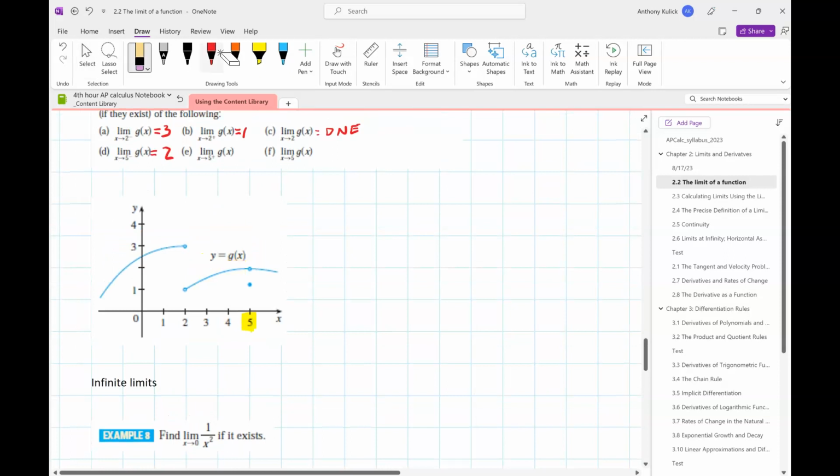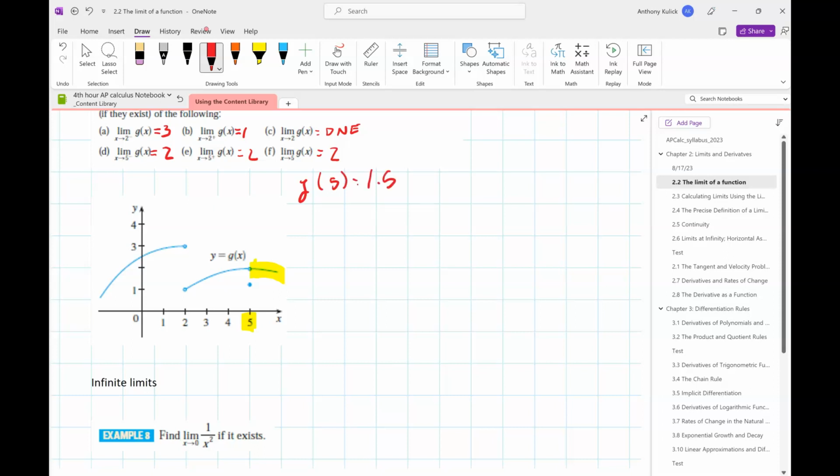And then if I look at the right-hand limit there, it's going to 2. So the limit as x approaches 5 is 2, even though g of 5 is, I don't know, like 1.5 or something. The function can evaluate to something different than the limit. That's okay.